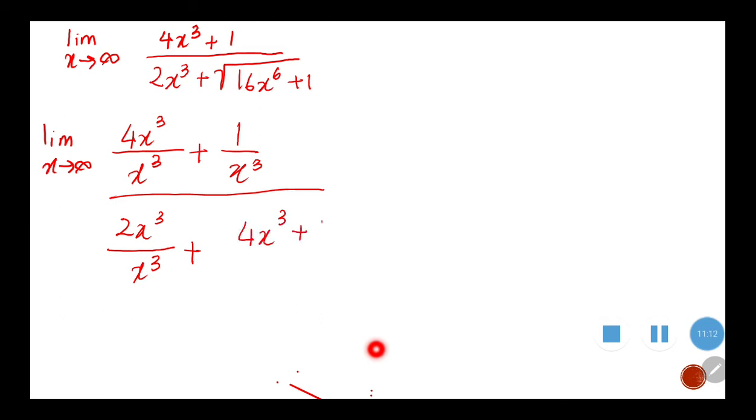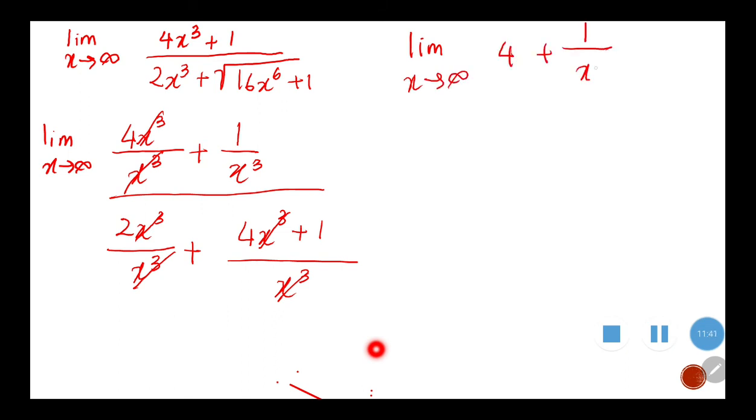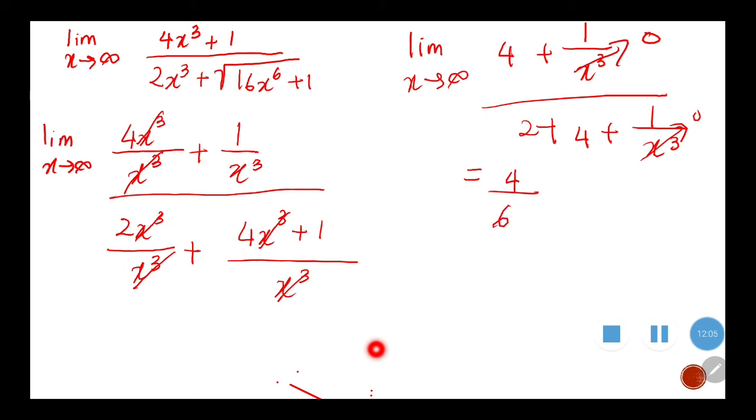4x. Okay, so this one can be cancelled, and these two, so it should be 1 over x. Okay, so now you can put in the value of x equal to infinity here. We will get 0. So the final answer is 2.